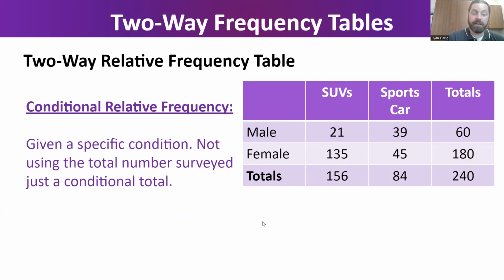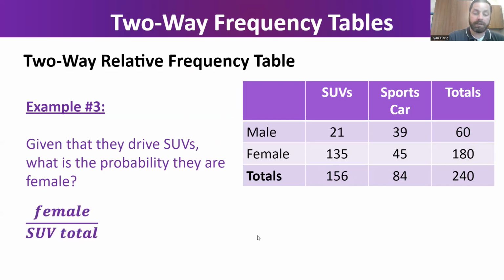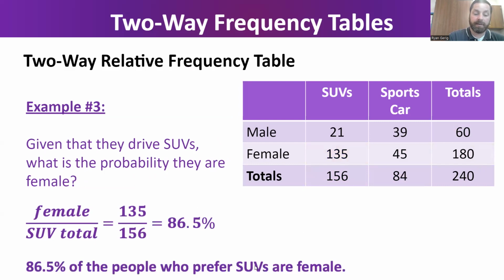Conditional relative frequency is when you're given a specific condition. You're not using the total number surveyed anymore. So that 240, we're not going to use anymore. We're just going to use a conditional total. So, for example, of the people who drove SUVs, we're only looking at the people who drive SUVs. 156 people drive SUVs. What is the probability they are female? Of the 156, how many of those are female? 135. So you divide that out, 86.5%. And that means 86.5% of the people who prefer SUVs are female.